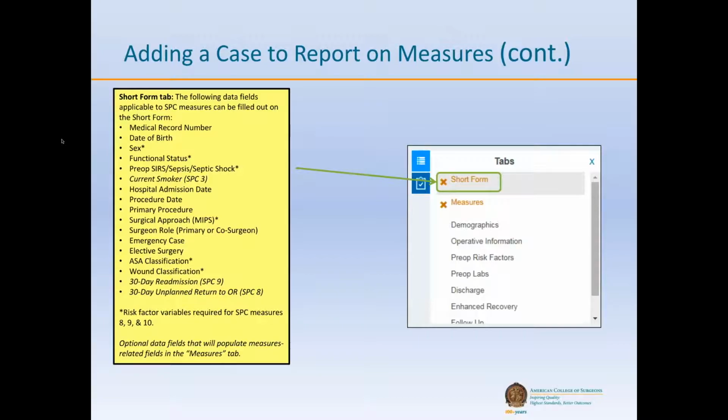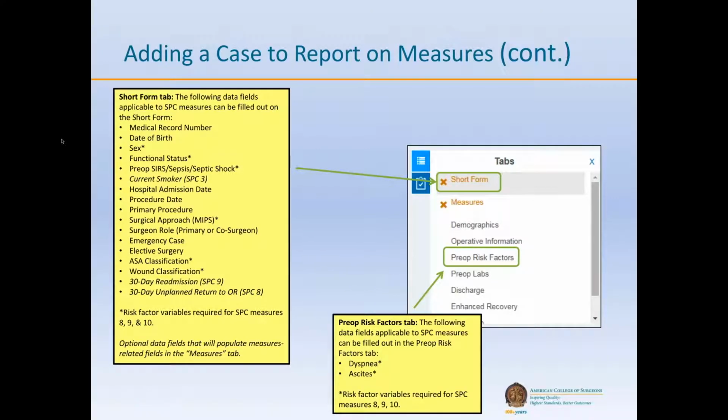And then you'll also notice that 30-day readmission and 30-day unplanned return to the OR are also in this list. 30-day readmission is linked to the measure SPC 9, and 30-day unplanned return to the OR is linked to the measure SPC 8. So selecting a value for either of these fields on the short form will populate the corresponding answer on the Measures tab for either of those measures if you are reporting on either of those.